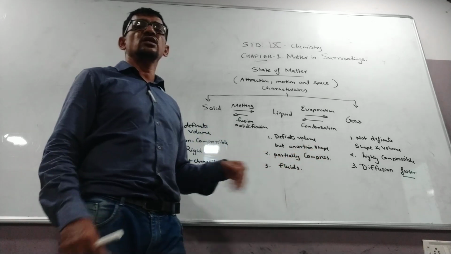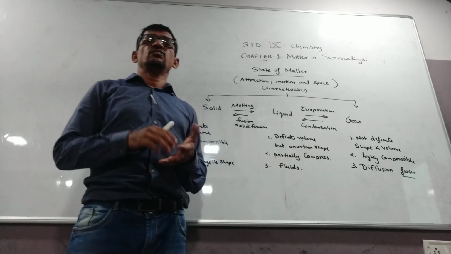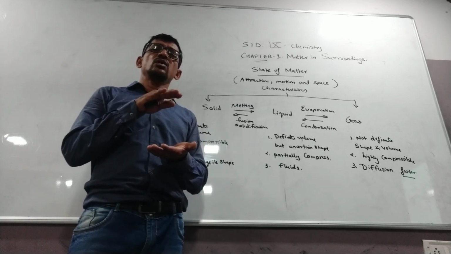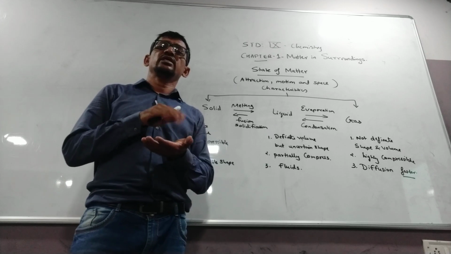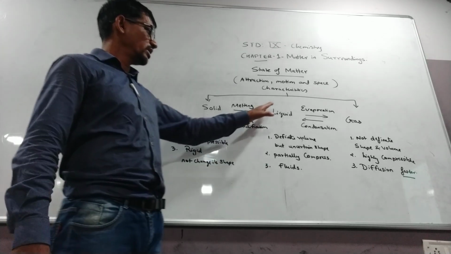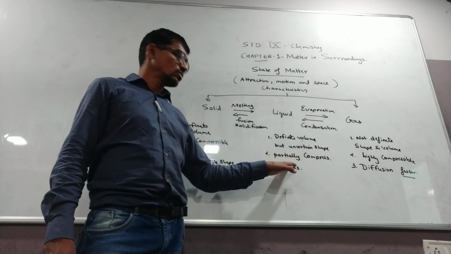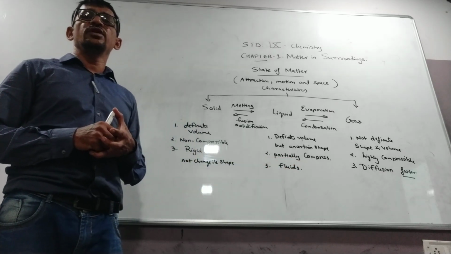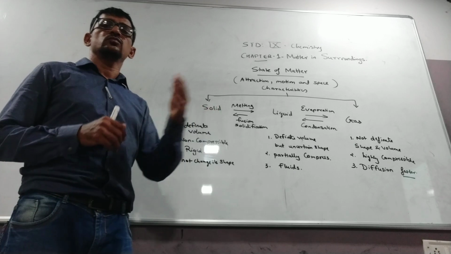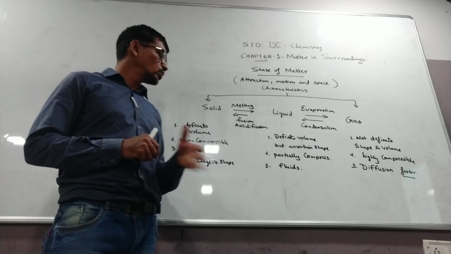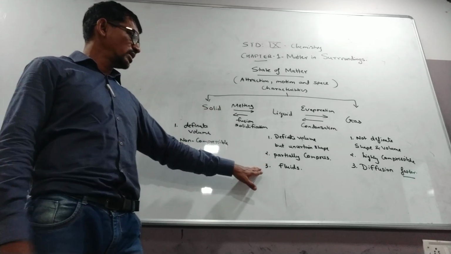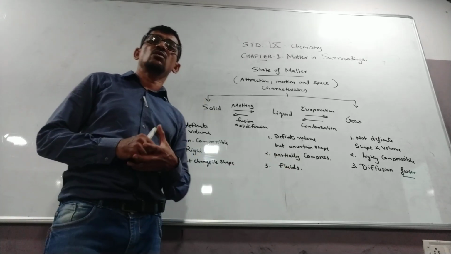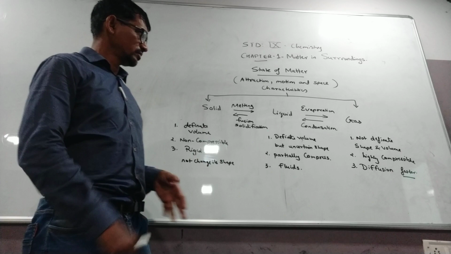Second is partially compressed. If you try to give pressure on the water, then only 2 to 3% it can be compressed. So liquids are partially compressed. Second property is fluidity, flow. Liquid has a property to flow. So liquid has the property of fluidity, that's why all liquids are known as fluids.